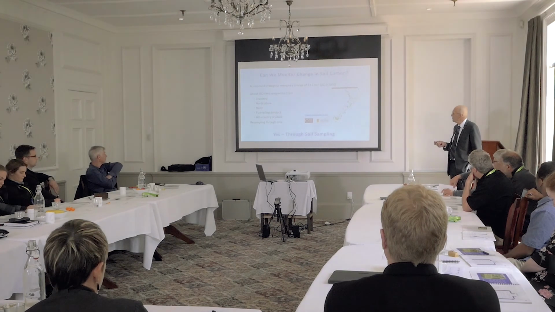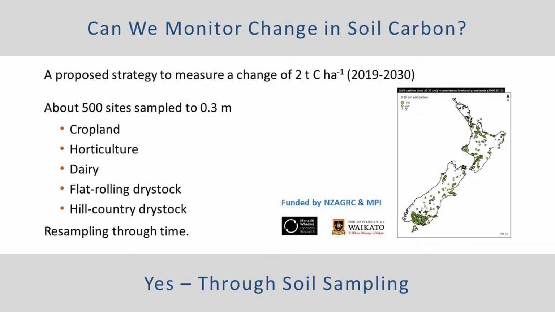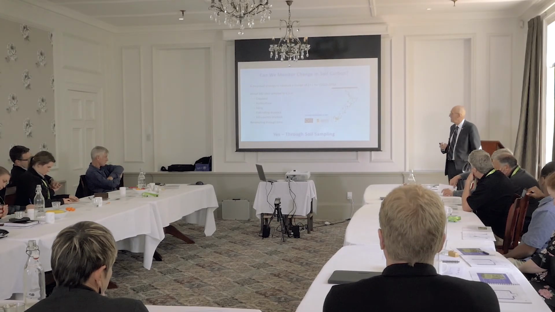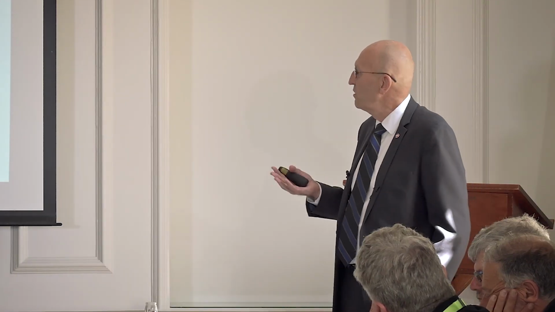Within that, we do have enough sites to say for different land uses, dairy versus horticulture versus cropland versus hill country, we will be able to pick out whether those individual enterprises or individual farm types are also going up or down. So we do have some finer level detail we can get. It won't go to the level of individual farms, that's a very different issue, but this should give us a national picture of whether soil carbon is going up and down.